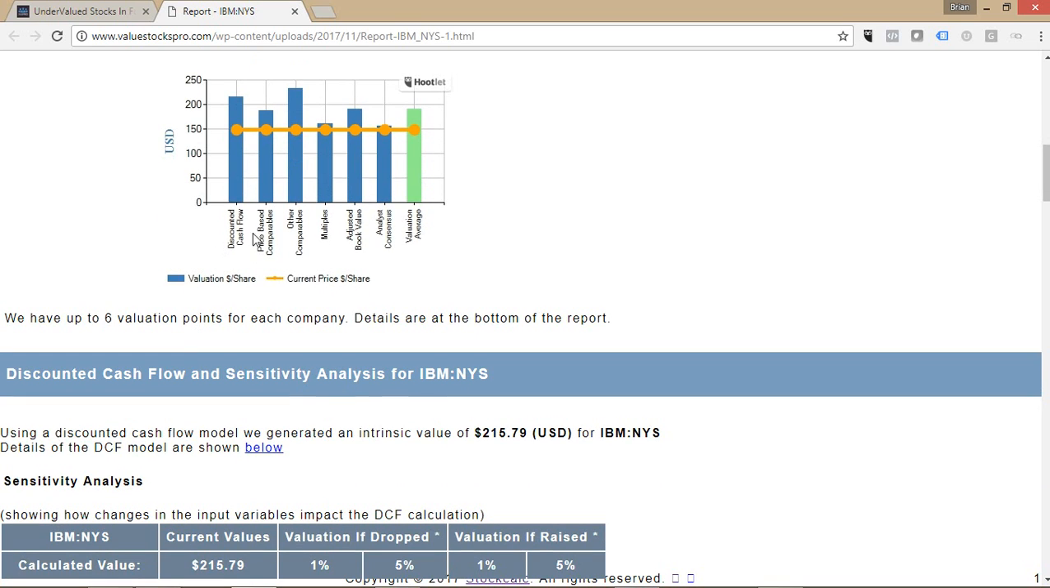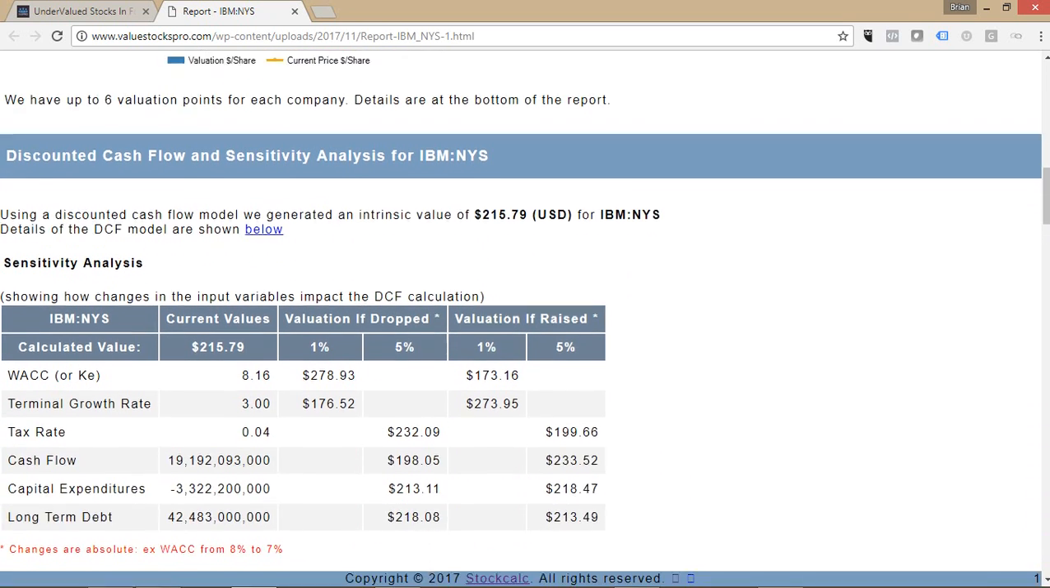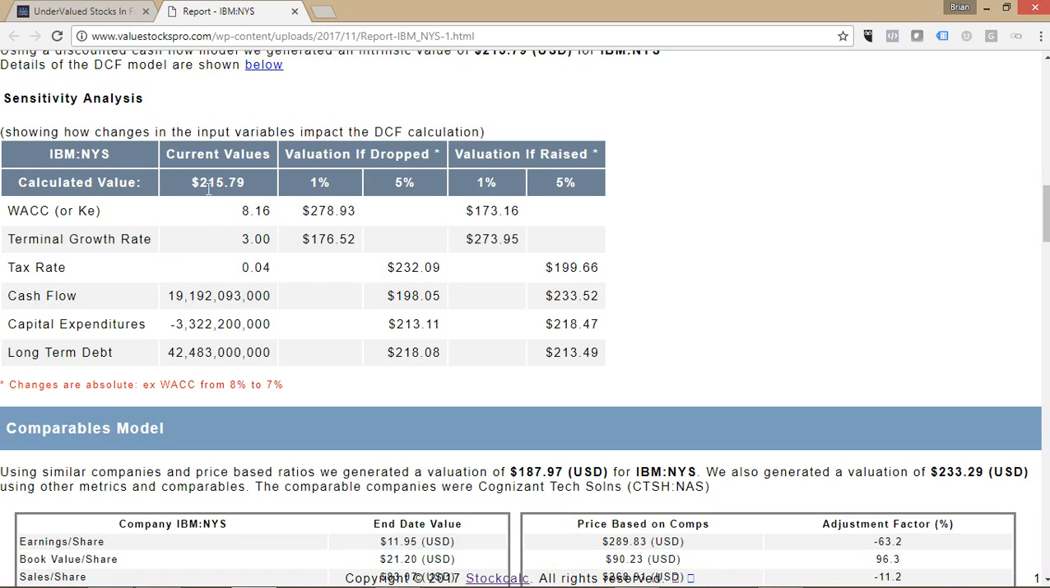The discounted cash flow model is an actual cash flow projection discounted back to the present time to come up with the valuation. So basically we're taking the cash flow that the company is generating, projecting it forward, and then discounting it back on the basis of their cost of capital. We subtract the debt that's outstanding, and then we divide by the number of shares outstanding to come up with a valuation.